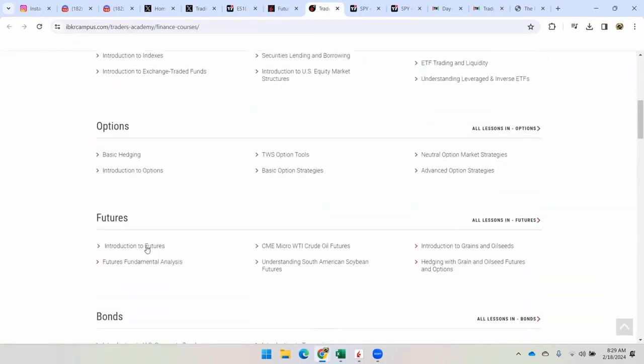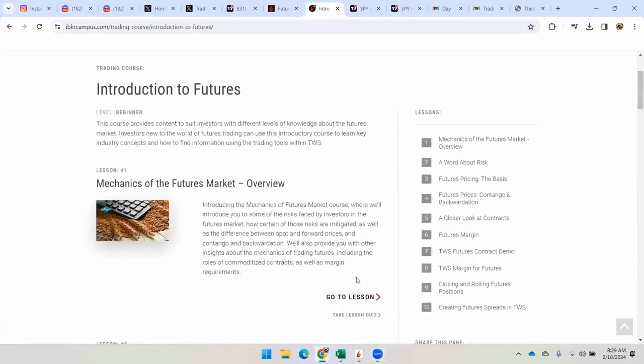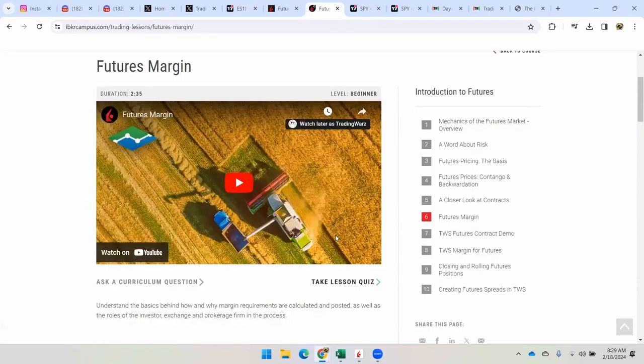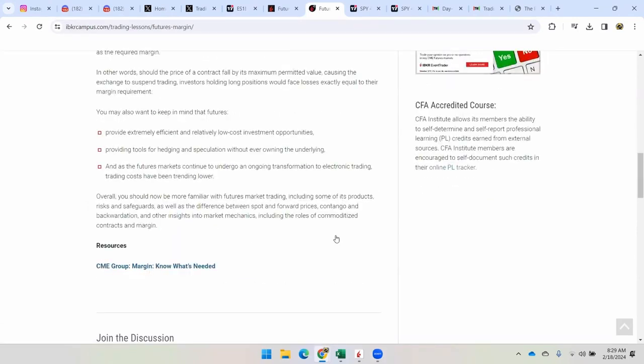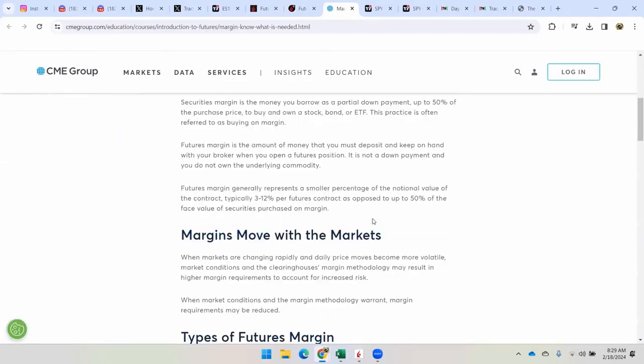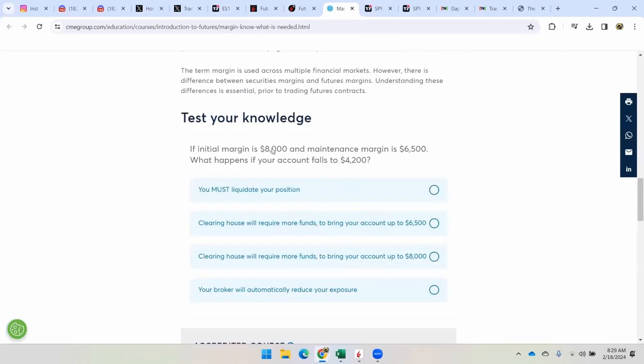So right here, futures, introduction of futures, go through the classes. And one that I would want you guys to take a read on is futures margin right there. And then you can actually go down to the CME group as well. And they talk about margin in a really good way here. Here's an example. If your initial margin is 8,000 and your maintenance is 6,500, what happens if your account falls to 4,200? You must liquidate your position. So please read up on this, guys.